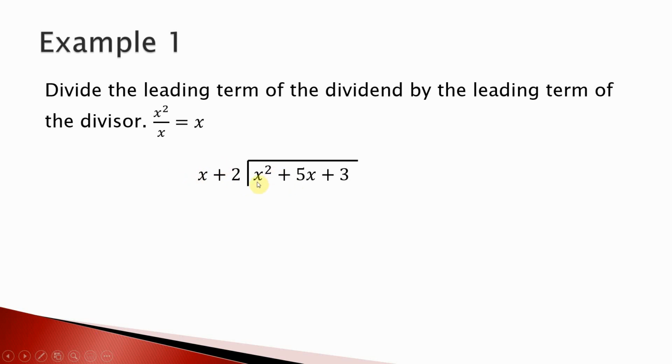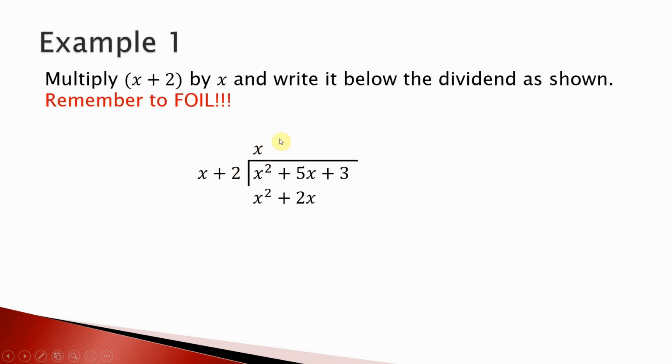So first you take the term with the highest power, and here also you take the term with the highest power, and then you divide this by this. So when you divide x squared by x, you get x. So you put it here. Then you multiply this by this. So when you do that, you have to use the FOIL method.